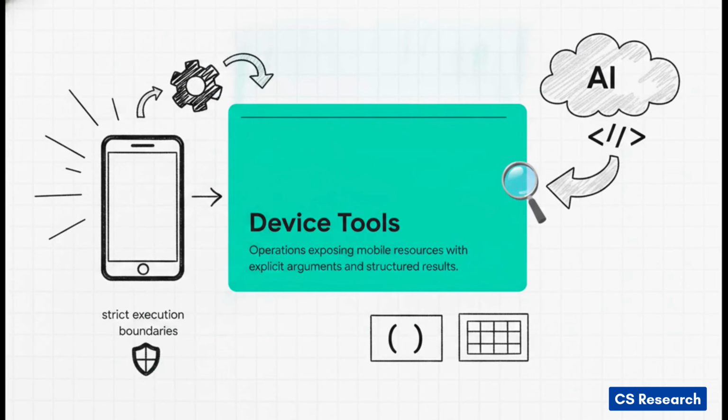So the real secret sauce of PalmClaw lies in a concept the researchers call device tools. Let's translate that academic jargon for a second, okay? Instead of the AI pretending to be a human finger and randomly tapping a screen, a device tool lets the AI talk directly to the phone's native systems using actual code. It gives the AI explicit arguments, provides structured data back as results, and most importantly, it places strict execution boundaries around what the AI can and cannot do.